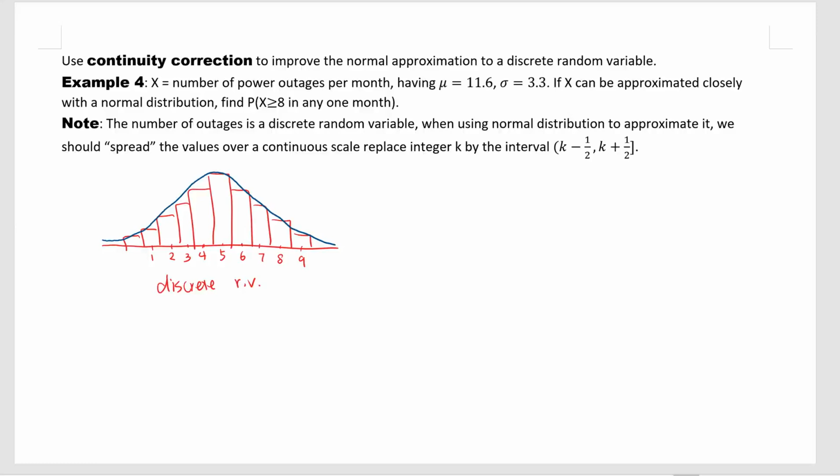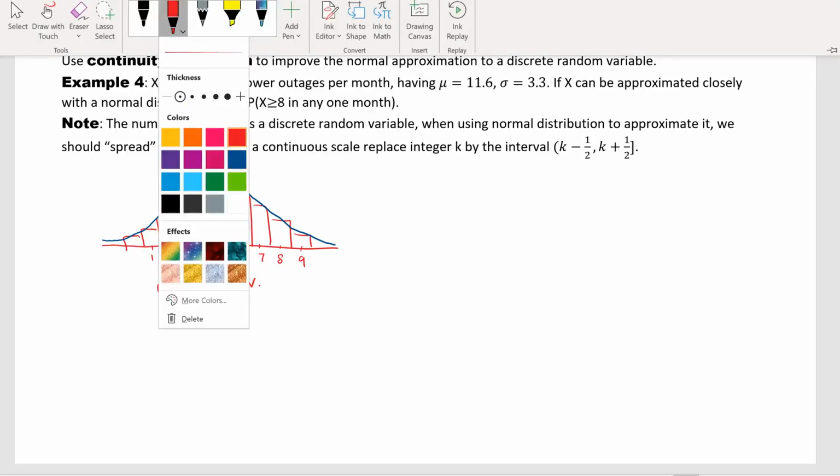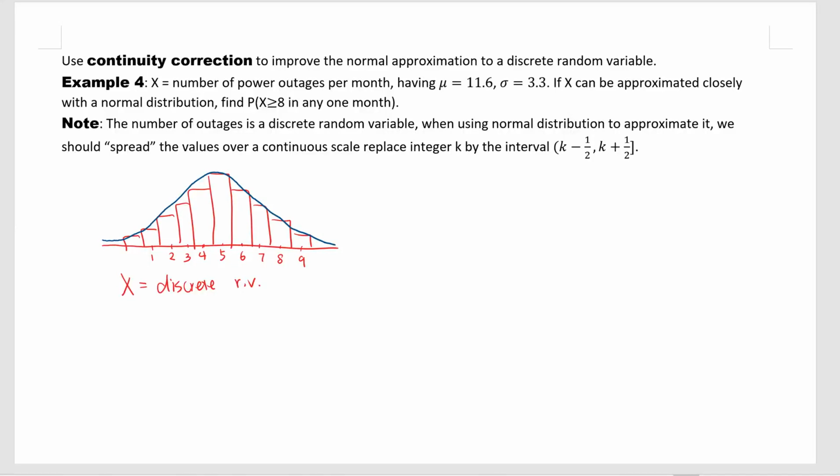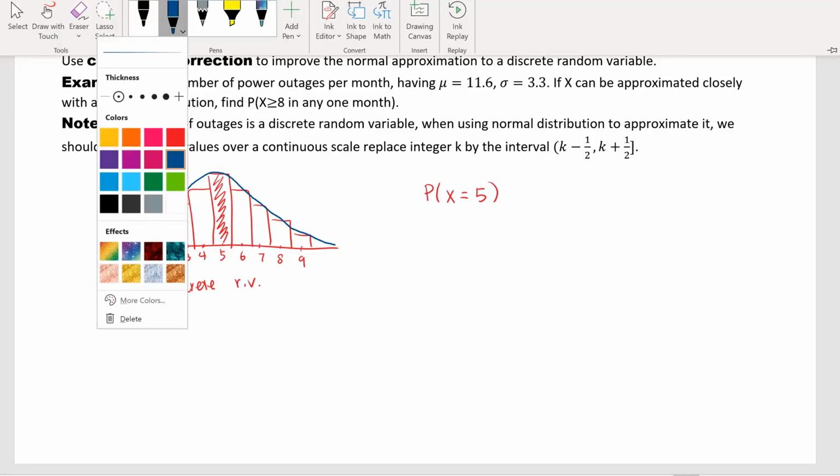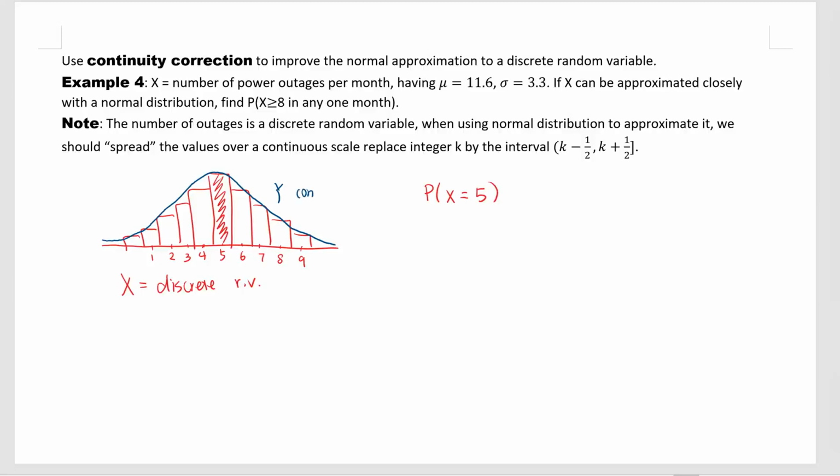Okay, so let me call X the discrete random variable. What is the probability of X equals 5? Well, we know it is this area. Okay, but let's say Y is a continuous random variable, and we want to use Y to approximate it. Well, you cannot just say that equals P of Y equals 5. That's not equal, because we know for a continuous random variable, the probability of a single point is 0. So if you use the probability Y equals 5 to calculate, you only get 0. So that's not what we want, okay?